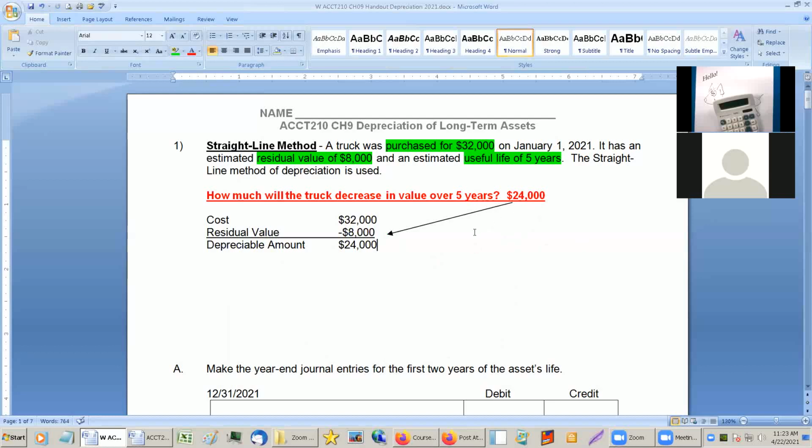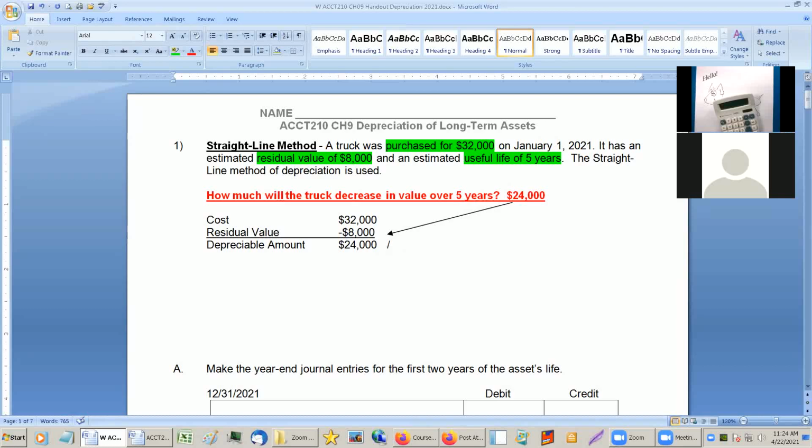How much is it? 24,000. It's going to go from 32,000 down to 8. So this depreciable amount, which is just that, is 24,000. Now, you're absolutely correct in the review of 5 years. How much is it per year? Per year, it would be 4,800.